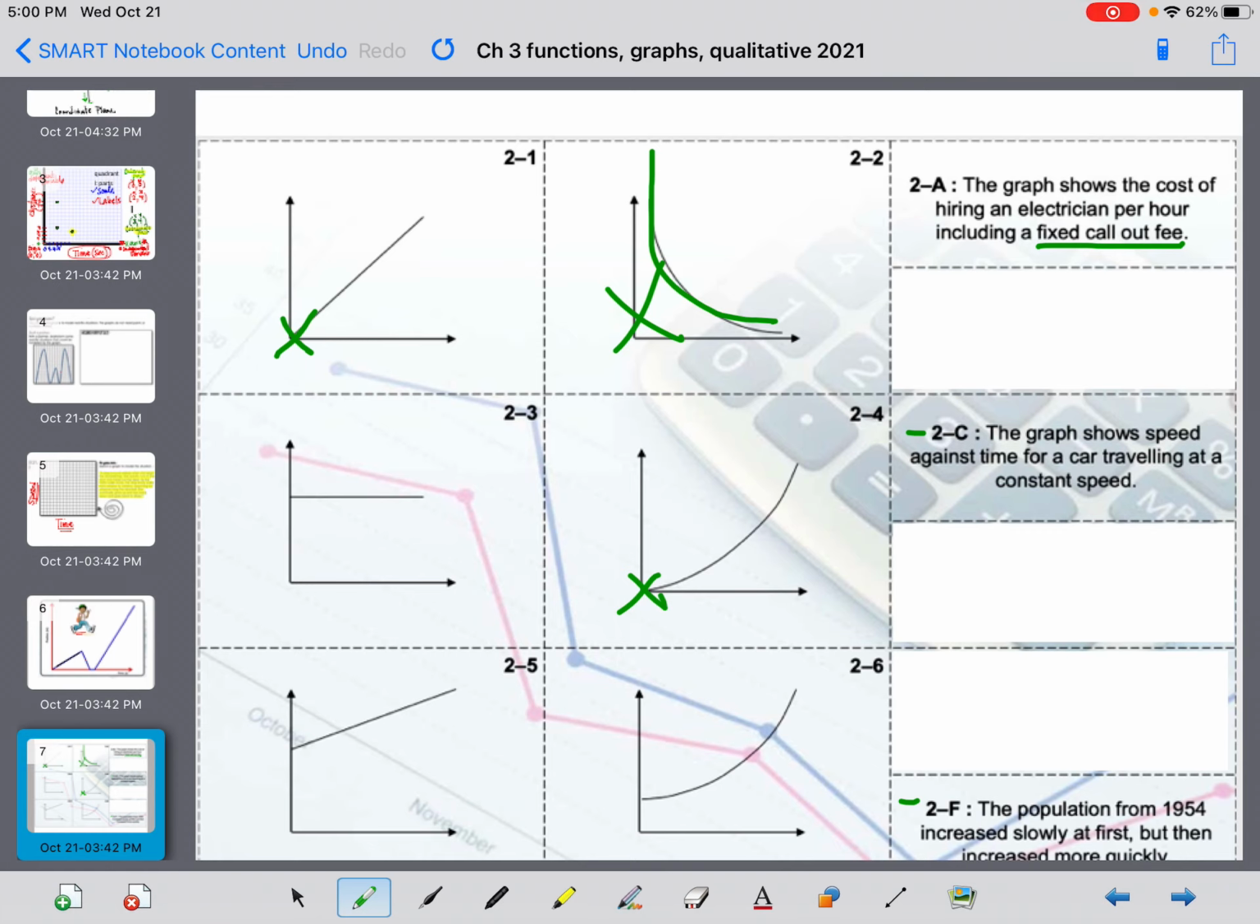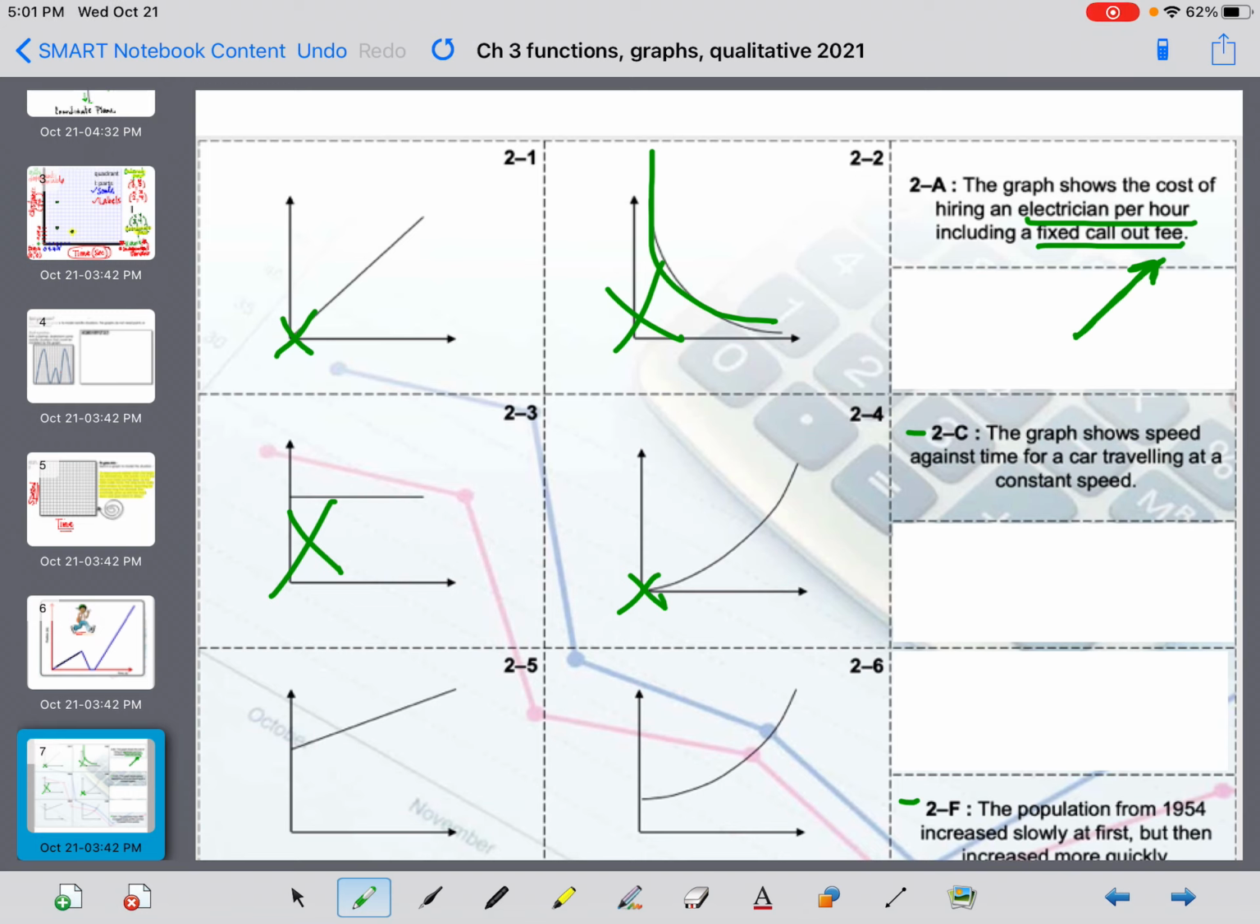And then I also know that the cost of hiring an electrician is per hour. So as time goes by, my cost is going to go up. And in my mind, I can already see the graph going up from there. So I know this graph can't start at 0 and that it has to go up. So I know that it's not this graph, and I've already eliminated some of these things, right? So now I'm unsure. It could be 2-5. It could be 2-6.